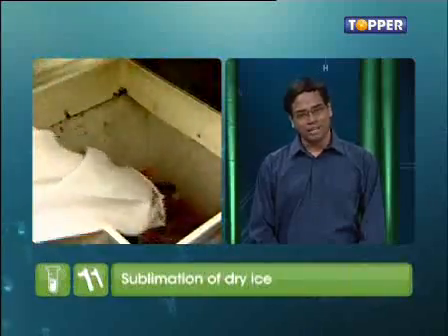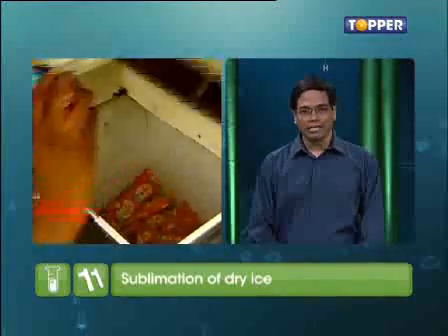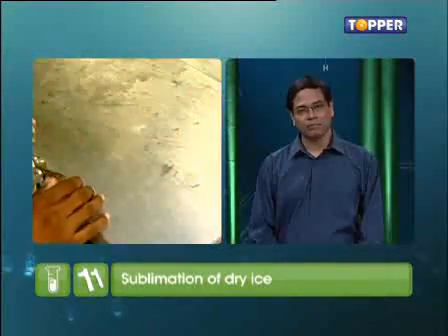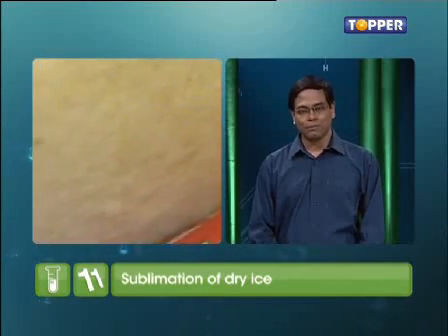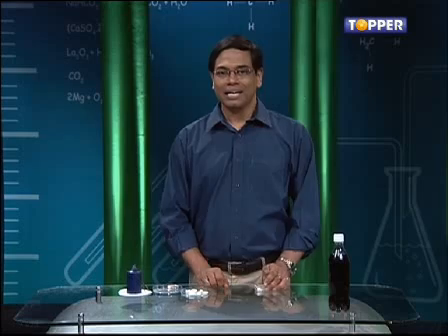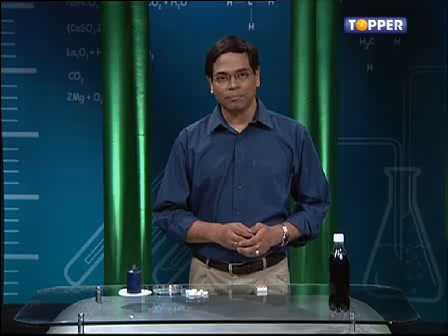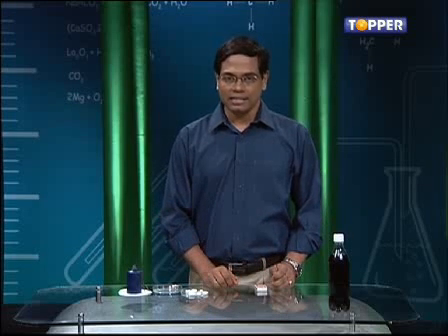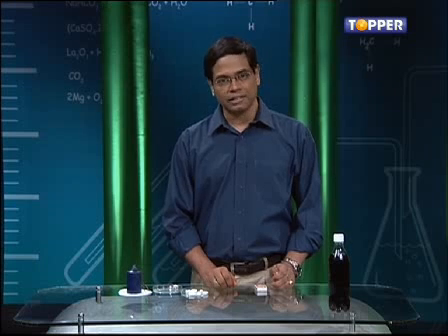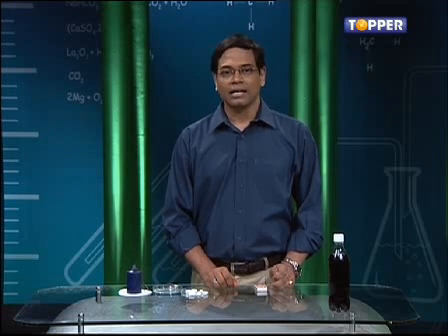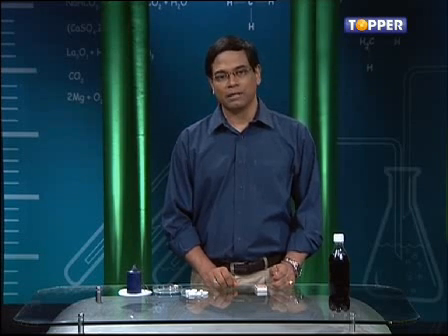Another example is dry ice, which is used by ice cream vendors to keep the ice cream cool. Next time you buy an ice cream, you can observe the vapors of dry ice escaping. If you are asked to name an example of sublimation in the exams, you can also mention the formation of pure phthalic anhydride from phthalic acid. Take a look at how this takes place in a lab.